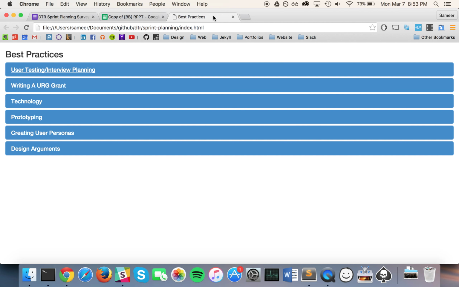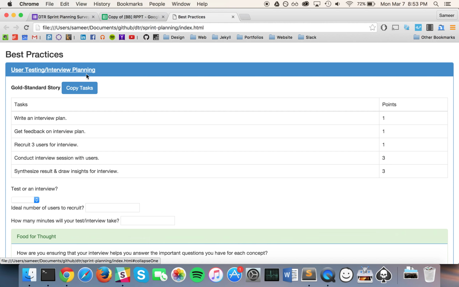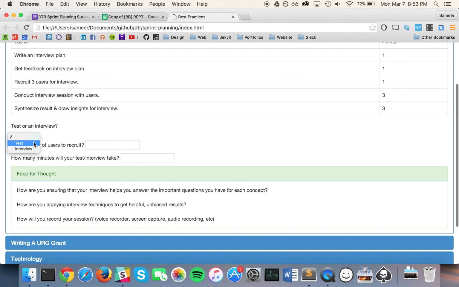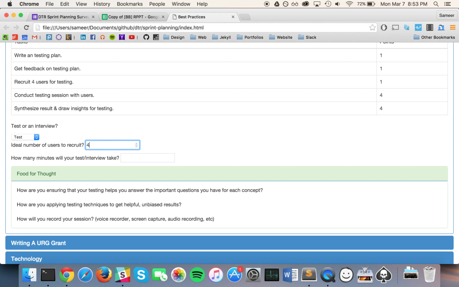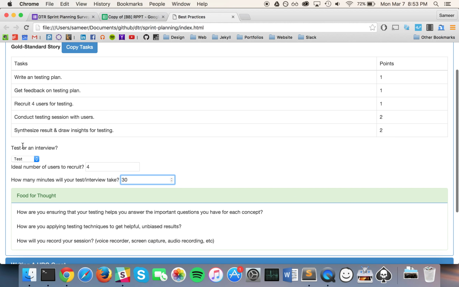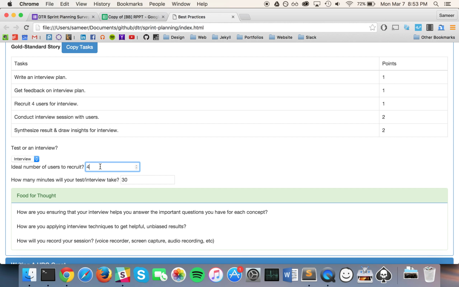While we were testing this paired, we also had a window here for best practices. This window basically highlights some interesting practices that we feel come up for DTR students very frequently, and then provides a gold standard story as well as some food for thought questions that we think students could benefit from. So an example here shows that you can actually have the gold standard story change in reaction to the inputs in the forms here. So the points and the words are based off of your input there, making it easier to just directly copy and paste these into your spreadsheet.